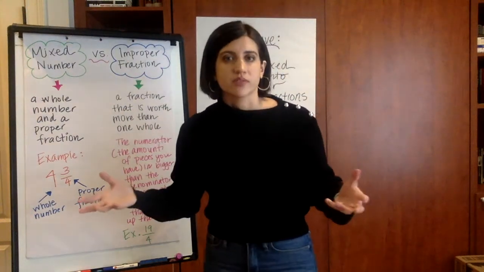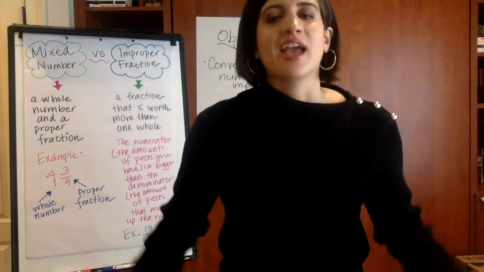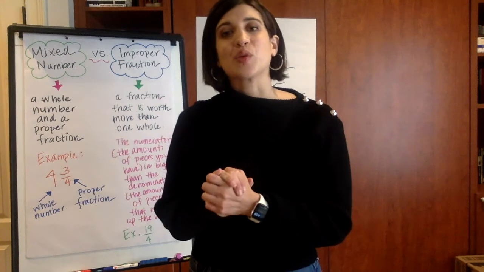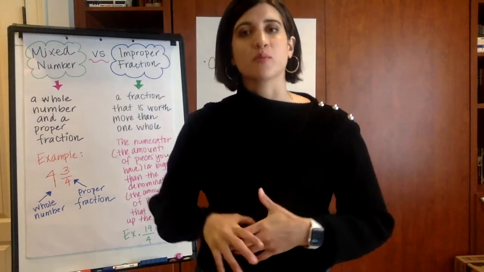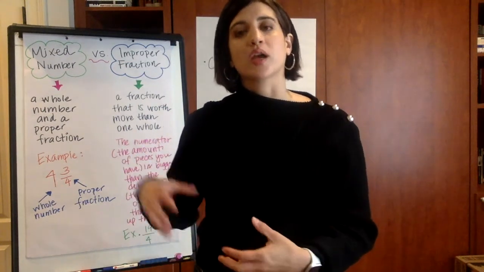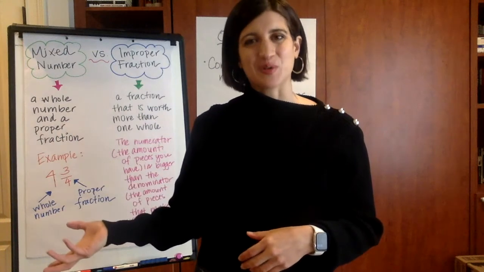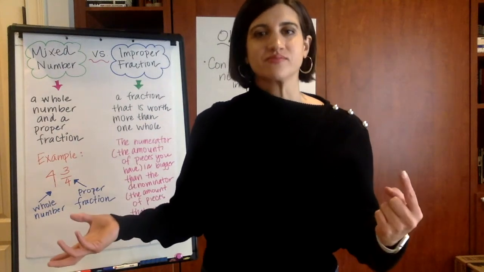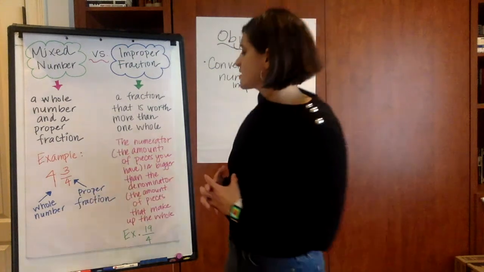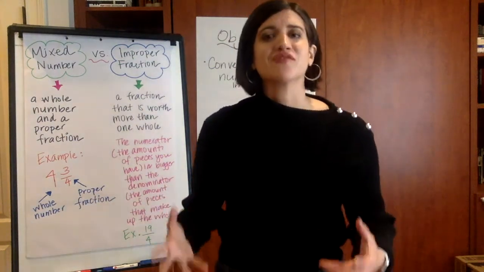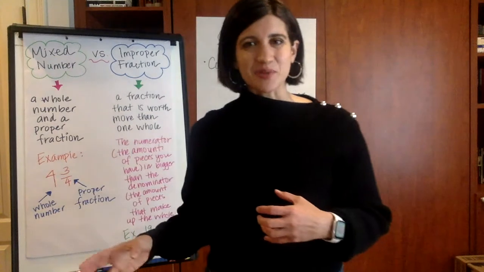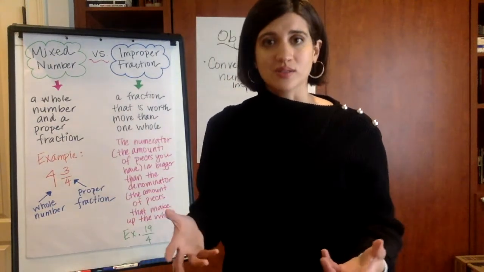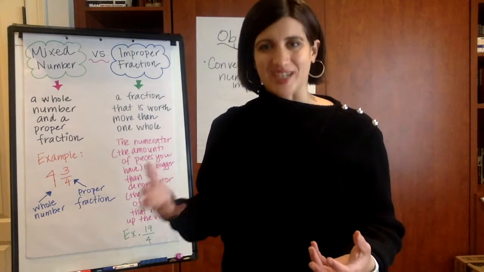So for example, if I order pizza for a party and one whole pizza is 8 slices and we eat 9 slices, we ate more than one whole pizza. We actually ate one whole pizza plus one slice out of the 8 of that second one. And that is a great example of the relationship between a mixed number and an improper fraction. They both represent more than one whole, but they do so in different ways.